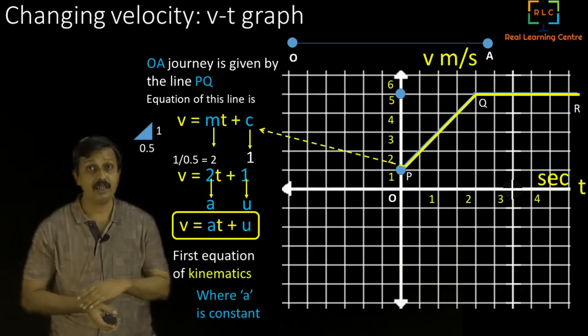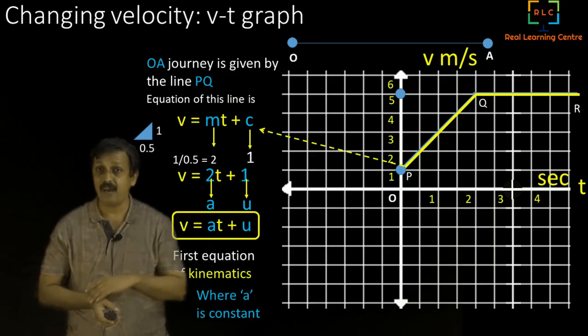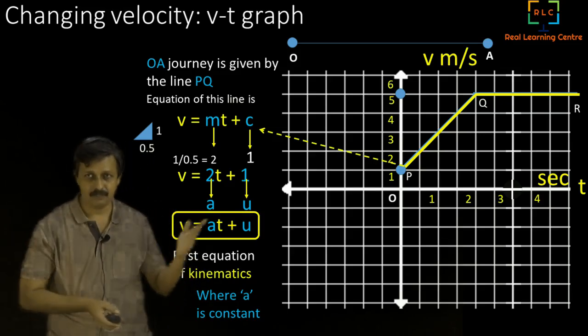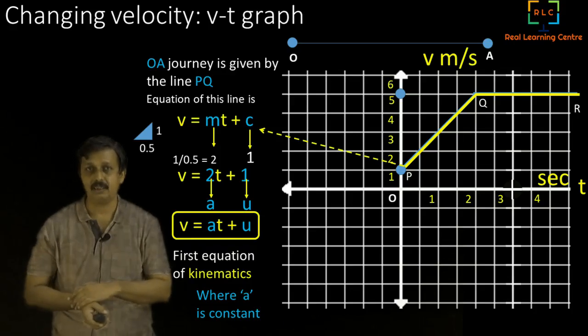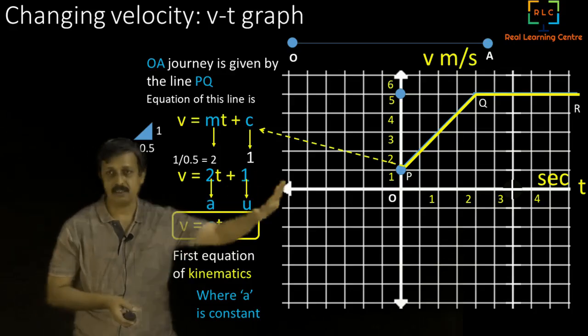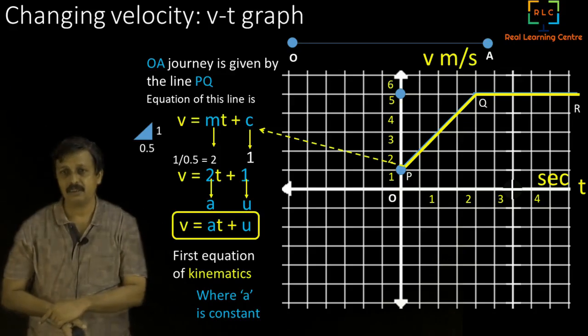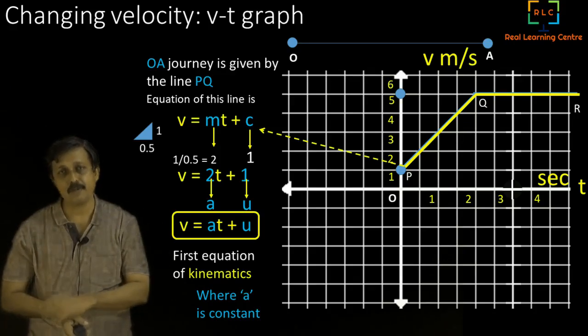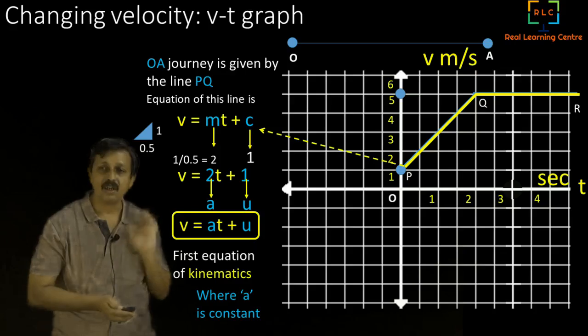You cannot have a varying, okay, because for us the slope is constant in a line. Otherwise, it is not a straight line; it will be a curved line. Okay. This is not a curved line. So V = at + u is applicable only when a is constant.